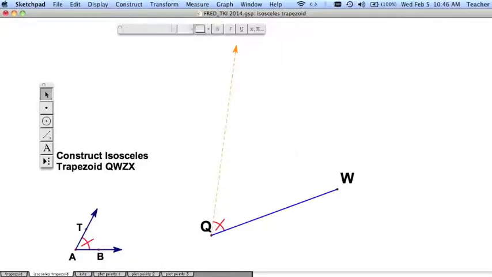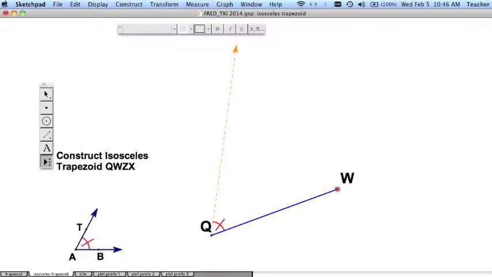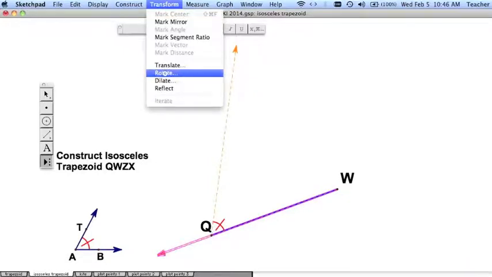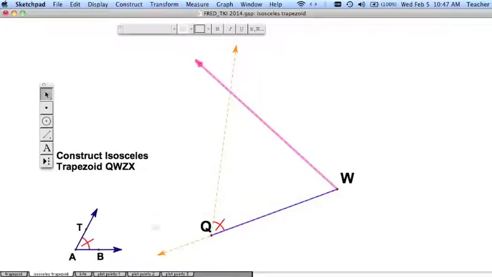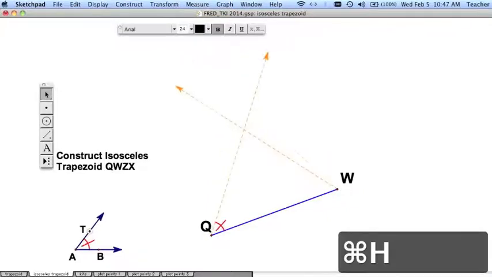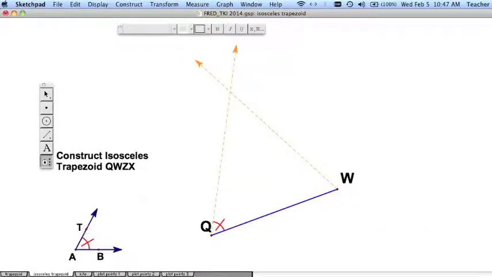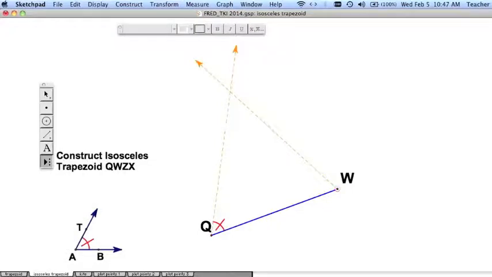And I'm going to draw that ray from W. Oops, I need the ray tool. From W to Q. Transformers, rotate by marked angle, and there it is. Oh, tight, you might say. Now, I'm going to mark the red angle right here.